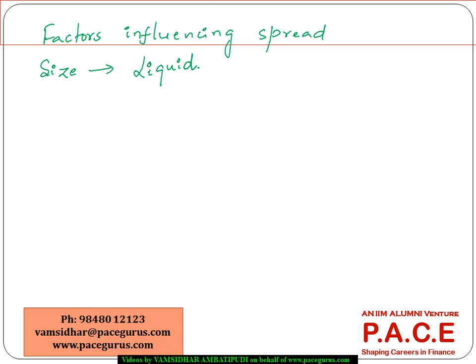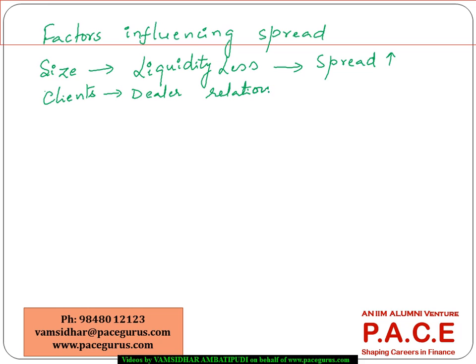The liquidity will be much lesser, which in turn will result in the spread being higher. So the size of the transaction is one of the important determinants of the spread. Sometimes, for some clients, favorable rates will be given by the dealers. So the client-dealer relationship could also be a factor that could influence the spread.